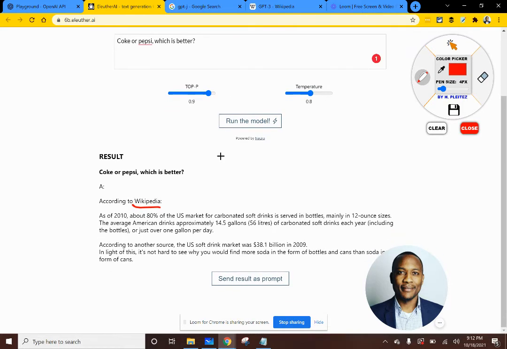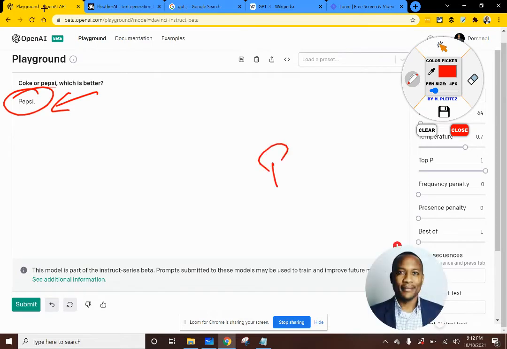strong market. All right, it didn't answer our question. It did not answer the question that we had: which is better, Coke or Pepsi? Straightforward question. Just giving us some statistics, but no answer. So I would say this is a fail. To me, that's a fail. And this, whether you agree or not, is a pass.